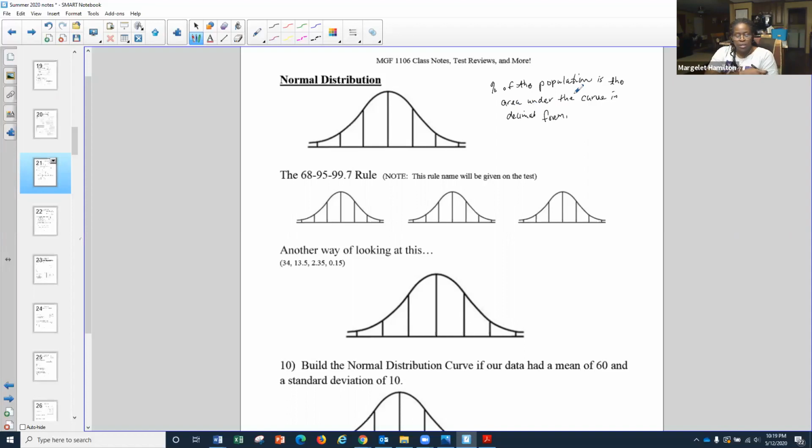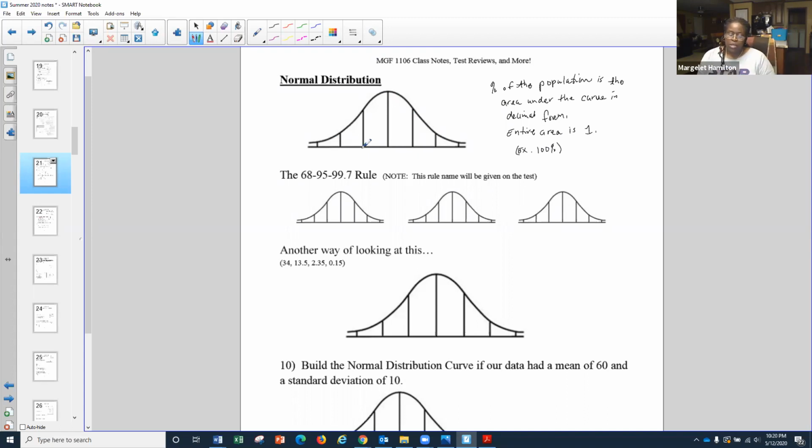All right, so the entire area underneath our curve here, all of these areas, you add all that up, and that area is 1. Or in other words, 100%. So that's what we're talking about, 100% of our population.